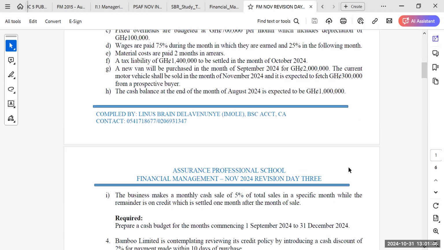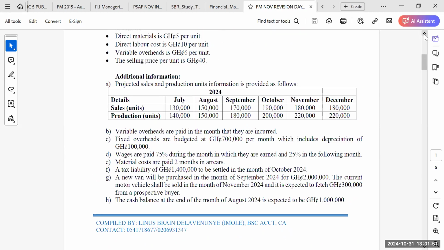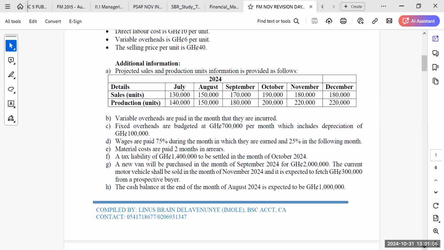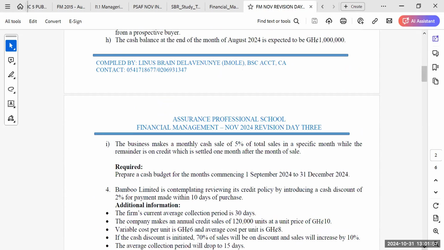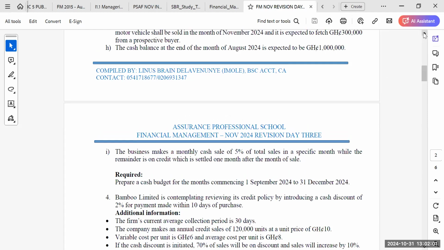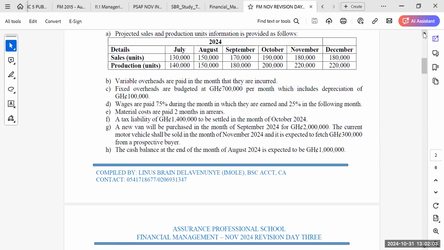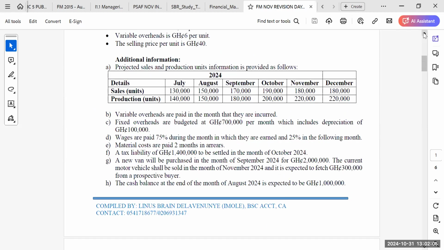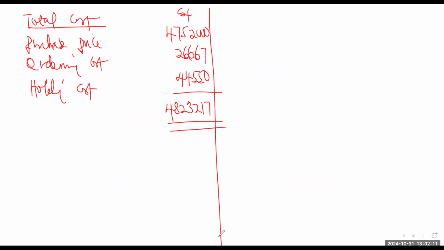So the business makes a monthly cash sale. So we are doing this for what? September to what? Oh, that is too much. That is like 4 months. Okay, well let's see. Let's tackle it and see if within 20 minutes we can actually finish that.